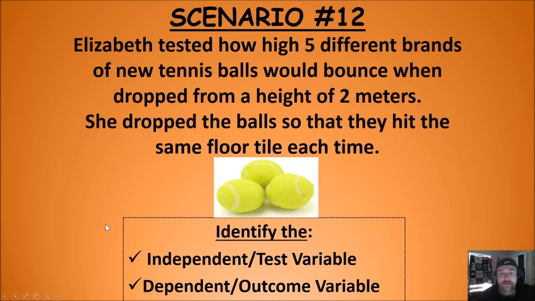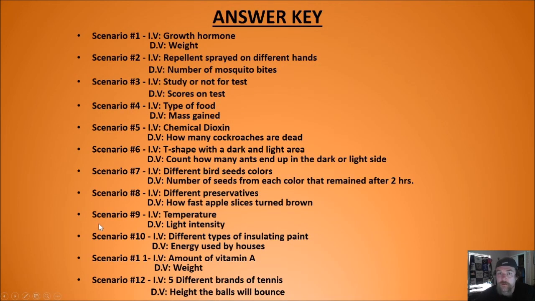Last one. Elizabeth tested how high 5 different brands of new tennis balls would bounce when dropped from a height of 2 meters. She dropped the balls so that they hit the same floor tile each time. There are your answers. Go through and see how many you got correct.